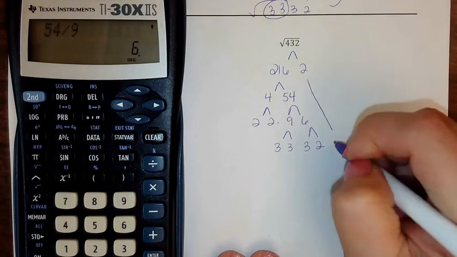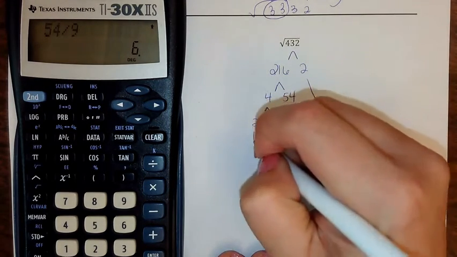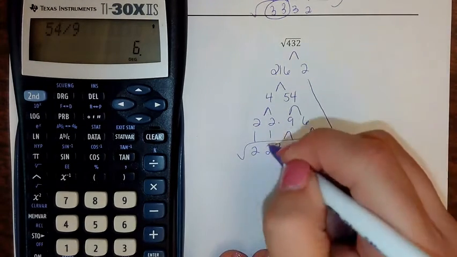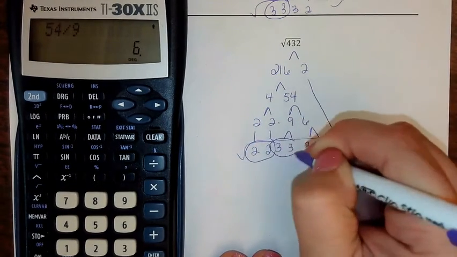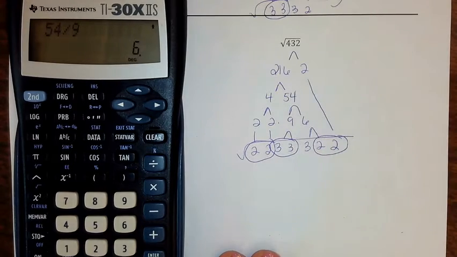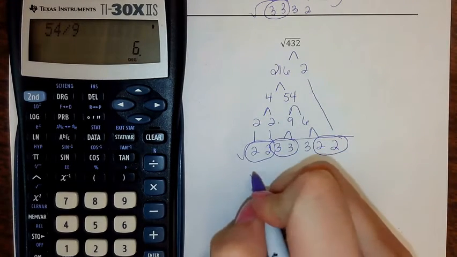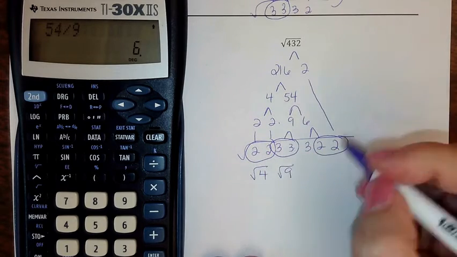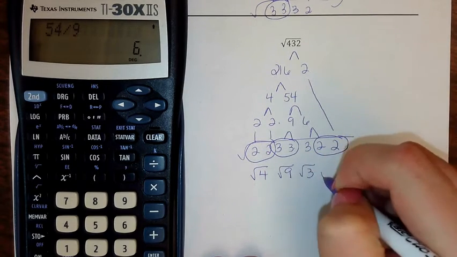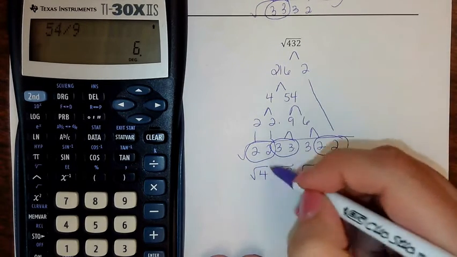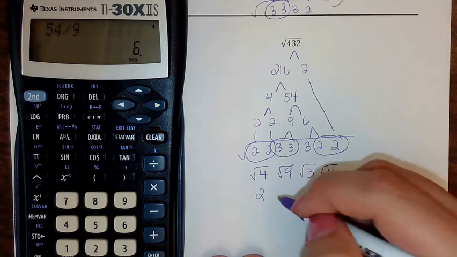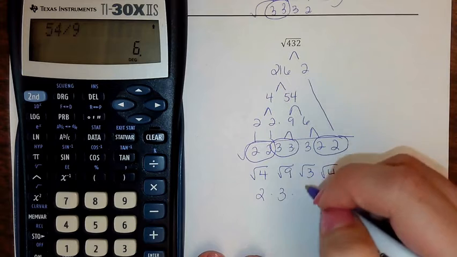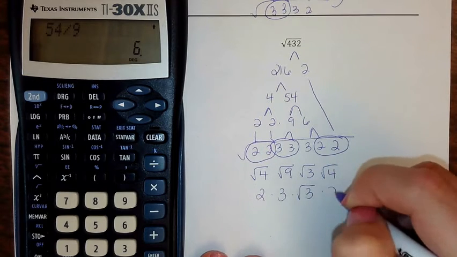When I bring all my guys down, remember this is all under a square root. I group my guys up. So this is root 4. This is root 9, because 2 times 2 is 4 and 3 times 3 is 9. This is root 3, and this is root 4. Root 4 is the same as 2. Root 9 is the same as 3. Root 3 is yucky, so we leave it. And root 4 is 2.